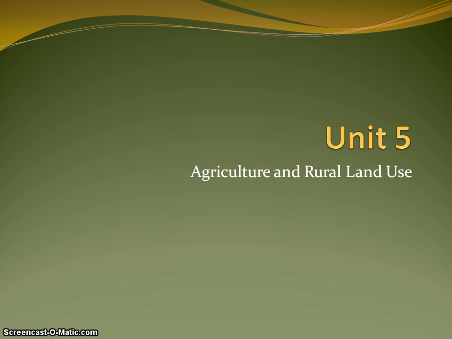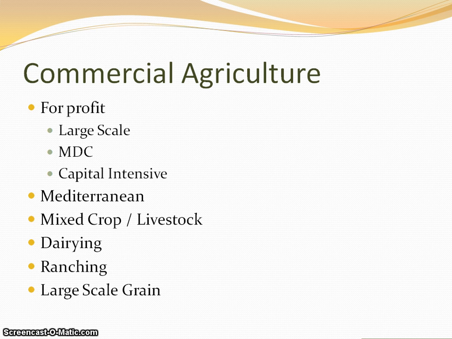Today we're going to continue on in Unit 5 discussing agriculture and rural land use. In our last video we wrapped up the different types of subsistence agriculture, and today we're going to move on and discuss commercial agriculture. Not really comparing and contrasting the two, but just looking at commercial agriculture, and then hopefully based on the previous video you can do some comparison and some contrasting yourself. Hopefully you're able to do some of that.